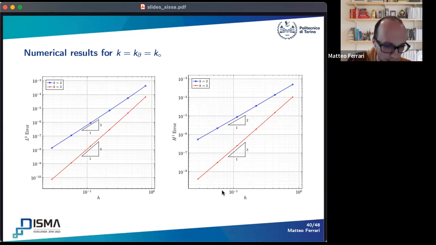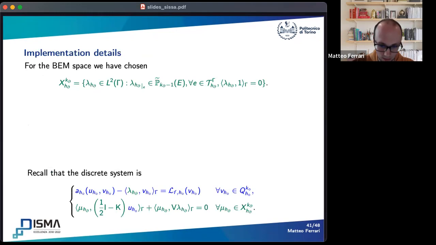Now let's see the boundary element space. This is the standard boundary element space. It's defined like this: we have polynomials on the boundary satisfying this zero average condition. This is exactly the BEM space we consider. Here there is a minus one because we are approximating a normal derivative. So to obtain the order k partial in the energy norm, we need polynomials of degree k partial minus one.